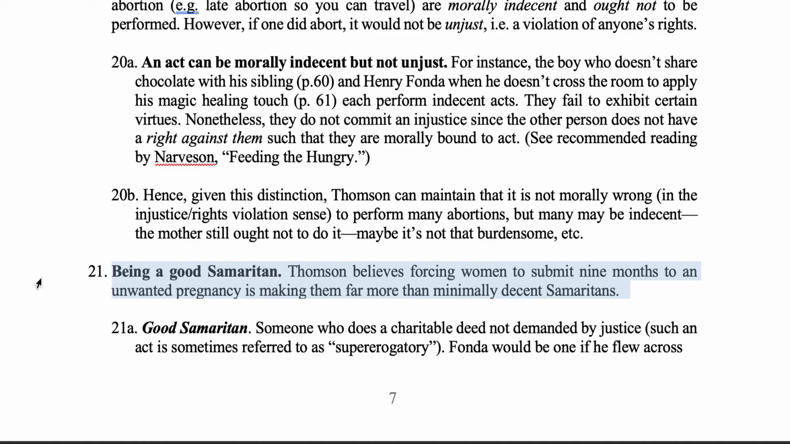Okay, if they're forced to submit to 9 months of unwanted pregnancy, they're not just being minimally decent. So it's not like a minimum requirement or something. It's like, no, they don't owe that. They don't owe it. Unless you add a bunch of extra details here, they don't owe that. A good Samaritan is someone who does a charitable deed, but is not demanded by justice.